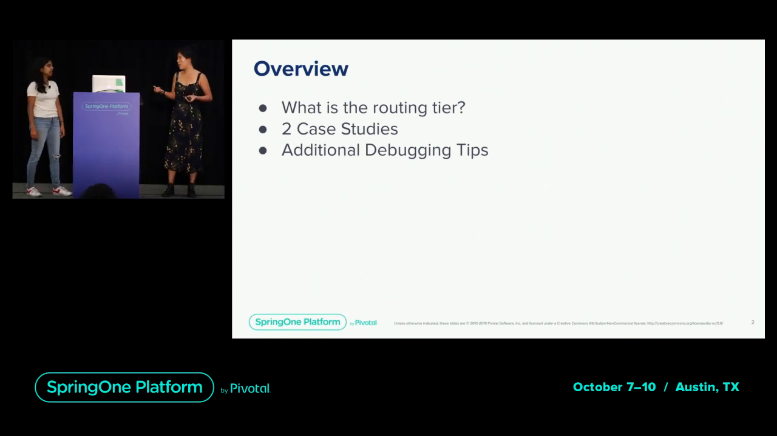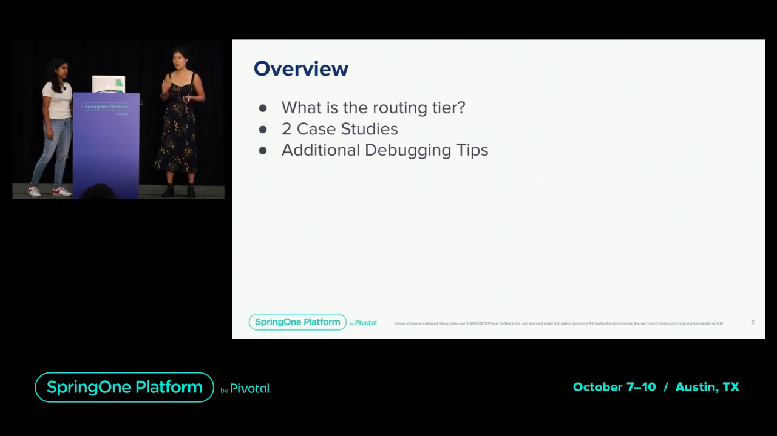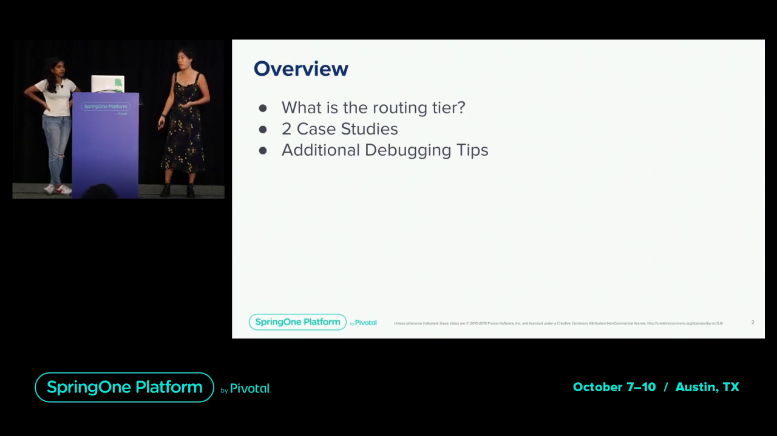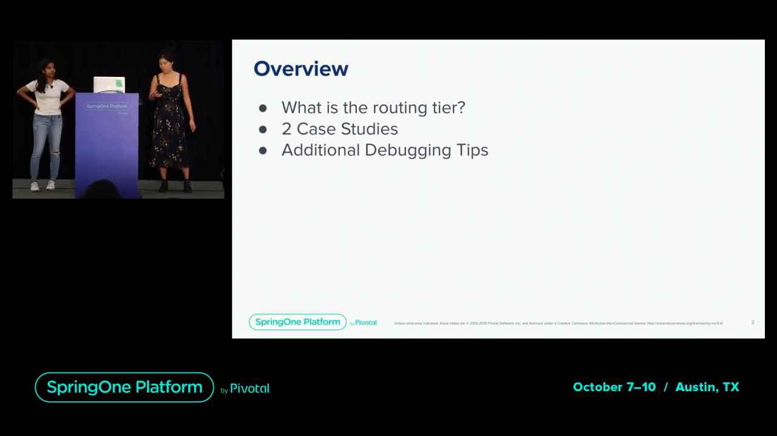that we've had to debug. By going through these case studies, we hope to show two different methods you can take towards debugging problems, as well as introduce you to a variety of tools that you can use when debugging problems in the routing tier. And then we're going to cap off with additional debugging tips that we may or may not have been able to cover in either of the two case studies.